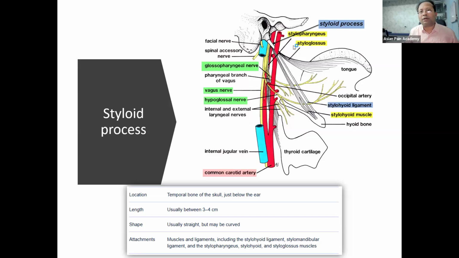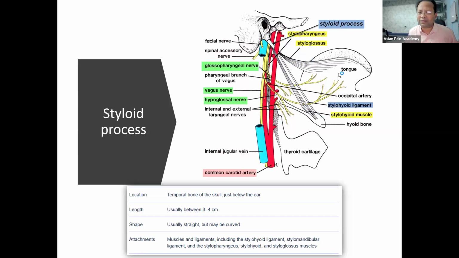This side, of course, the mandible is not there, it has been removed. So this is the mandibular fossa, and this is the styloid process. From the styloid process, what muscles and ligaments are attached? One is styloglossus, one is stylohyoid. So these are muscles, and one is a pharyngeal muscle, the stylopharyngeal muscle.